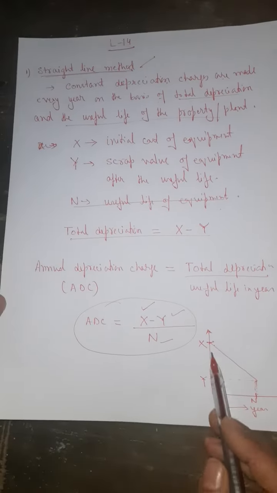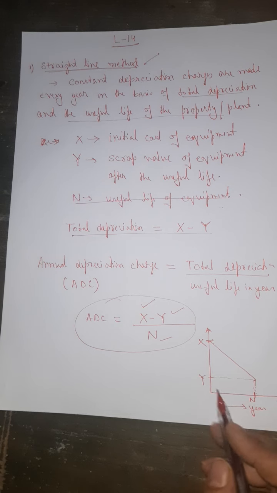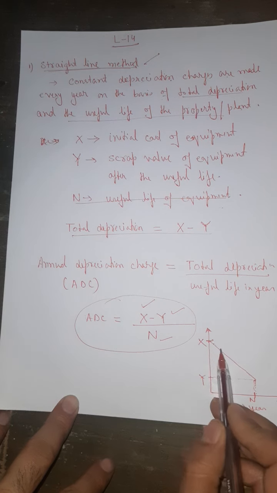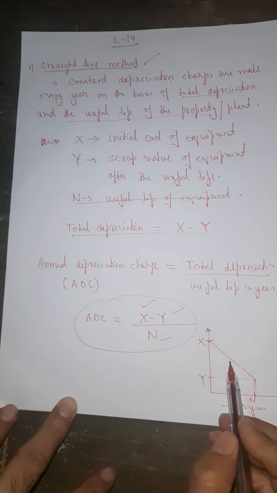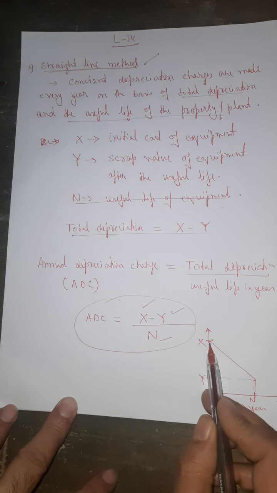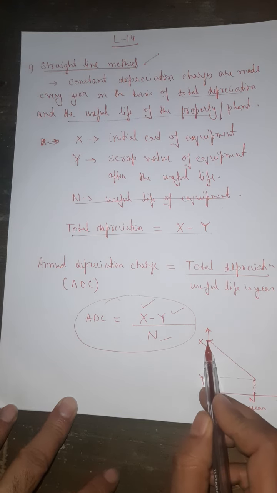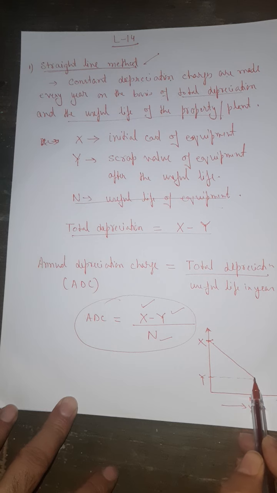So what information do we get from this graph? This graph shows that the cost of the equipment reduces uniformly, from its investment or initial value to the scrap value.